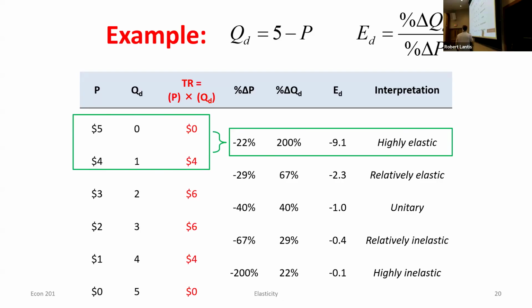If I lower the price to 4, I'm now selling a unit, so my total revenues would be 4 times 1, or 4. What's happened to total revenues? They went up. When I was on the elastic portion of the demand curve, we just worked through examples where if I increased the price, it caused total revenues to decrease. Here I'm doing the opposite.